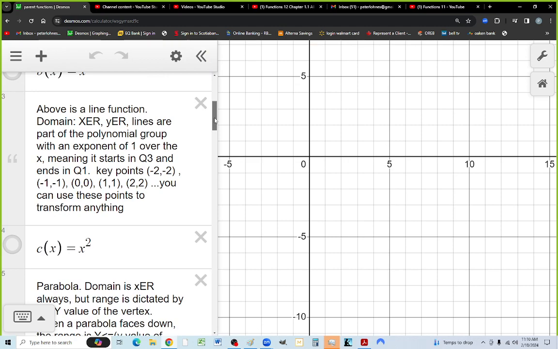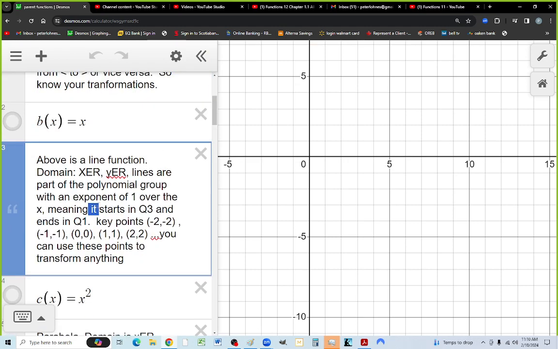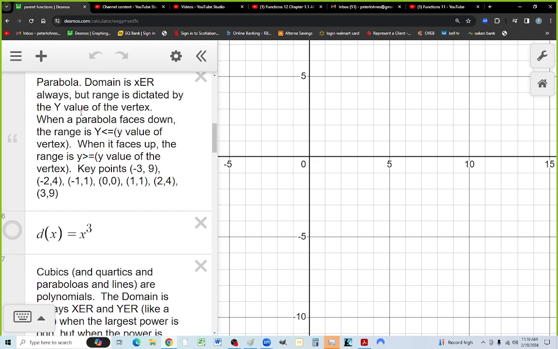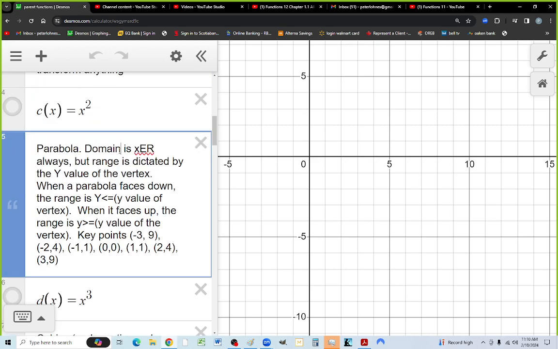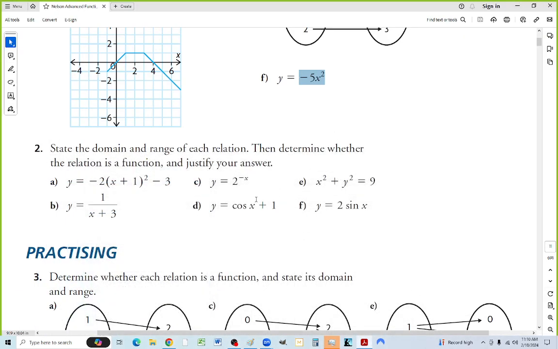The domain of a line is x goes on forever and y goes on forever. But the domain of a parabola is x can be any value, but y can only be the value of the vertex. So we would need to know the vertex to figure out the domain and the range of this parabola. Let's cheat a little bit.